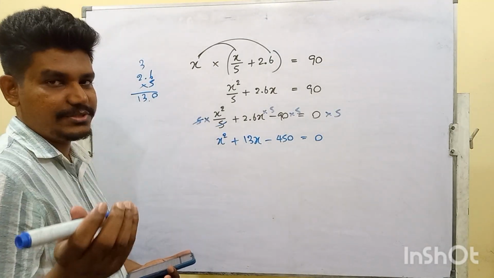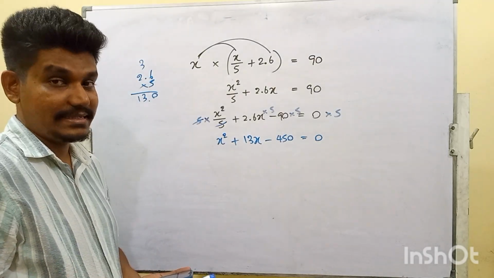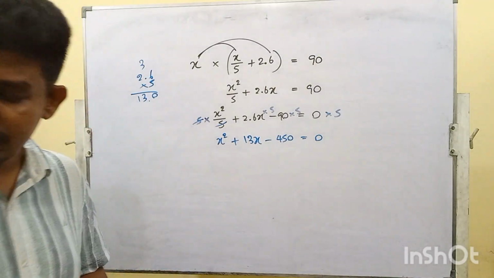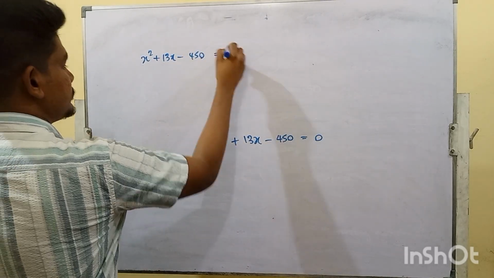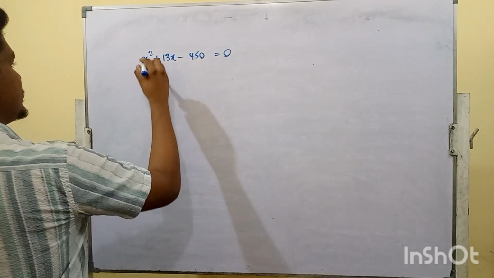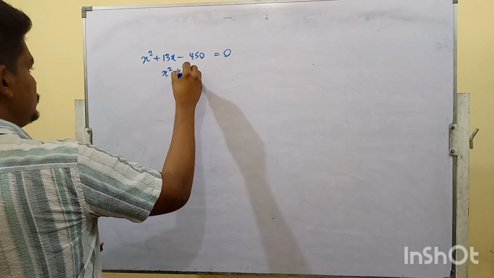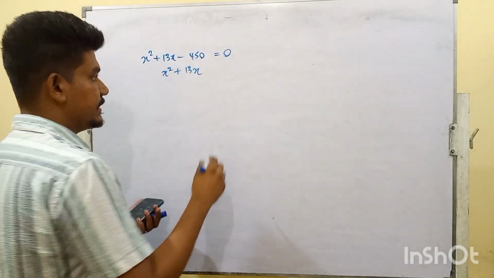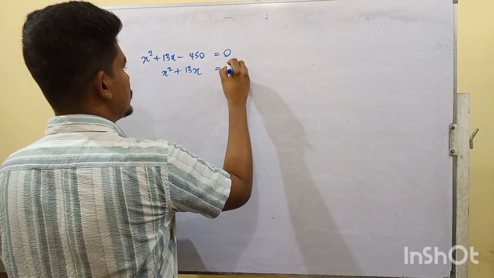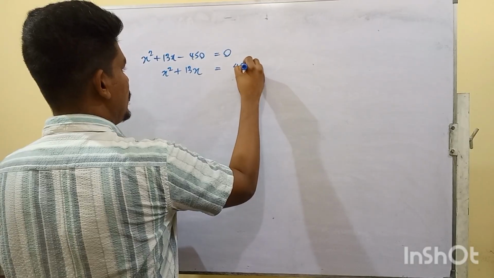There are two methods. Either you can apply the formula method or the completing the square method. I'm going to explain the completing the square method here. x squared plus 13x minus 450 equals 0. I'm going to take that minus 450 to the right side. Then it should be plus 450.